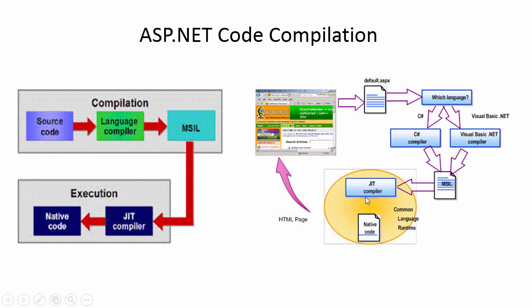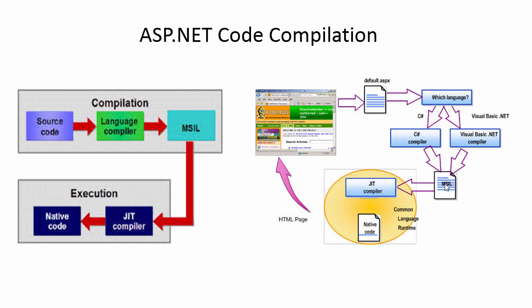So what happens is, as a person requests this page here, which in this case will be default.aspx, it will first determine which language it is. And then it will go to the compiler for that language. In this case, let's say we're using C#. It will break down the C# in the compiler, which will then be compiled into Microsoft Intermediate Language. And this is the first step, which produces the metadata. The following step is that the intermediate language will be converted to native code.